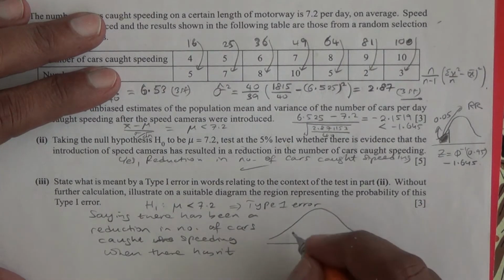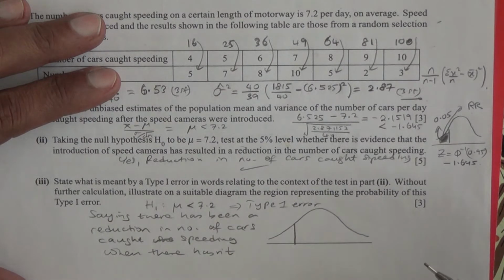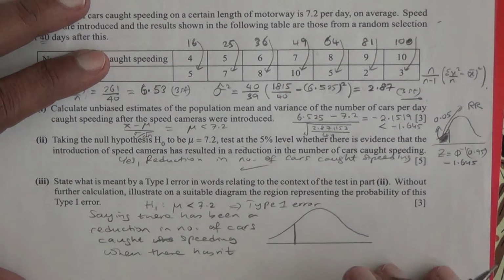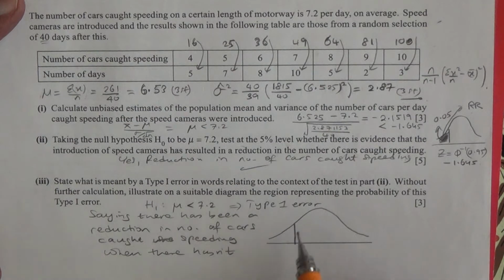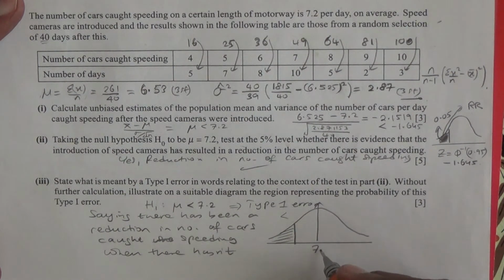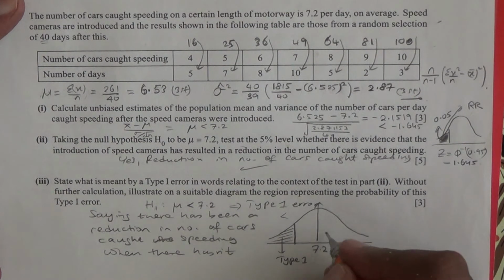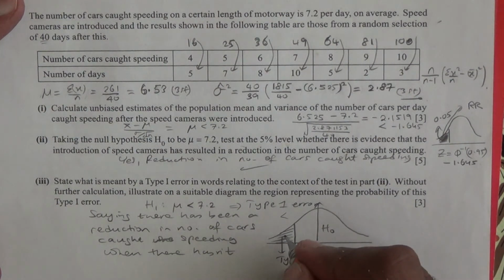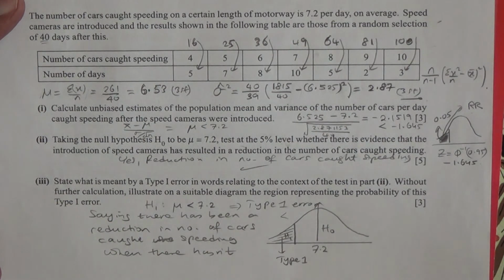In a type 1 error, we're looking at the one-tail situation because we're looking at reduction. So less on this side of the graph. A type 1 error will always be in this area here. So this should be our mean, 7.2, and the type 1 error is here, making it clear where the region will represent a type 1 error. And of course you can write H0 here and H1 inside here. So this would be the last part of the question.